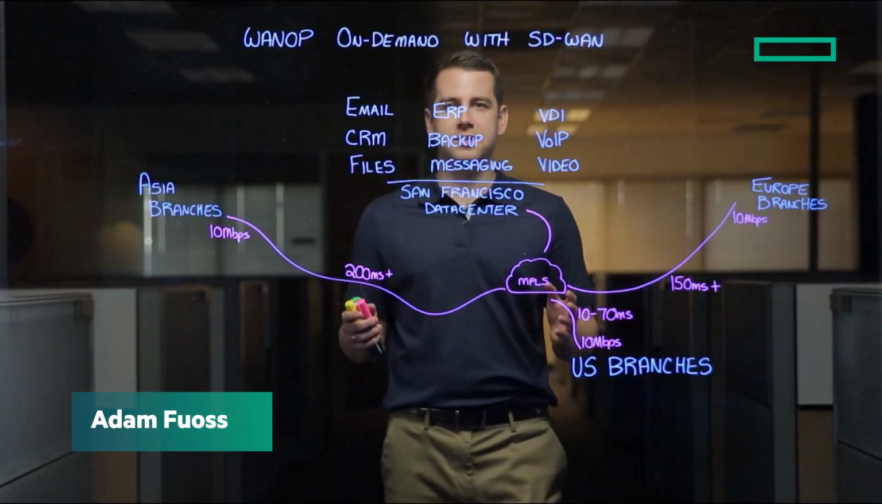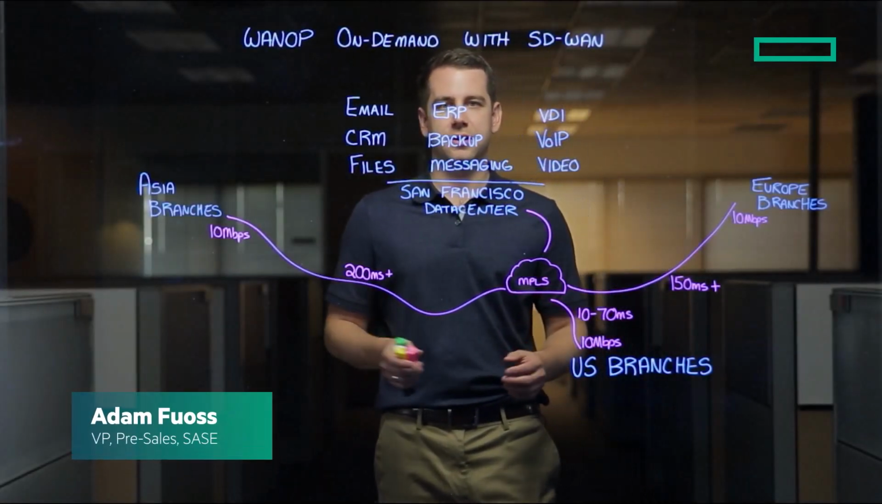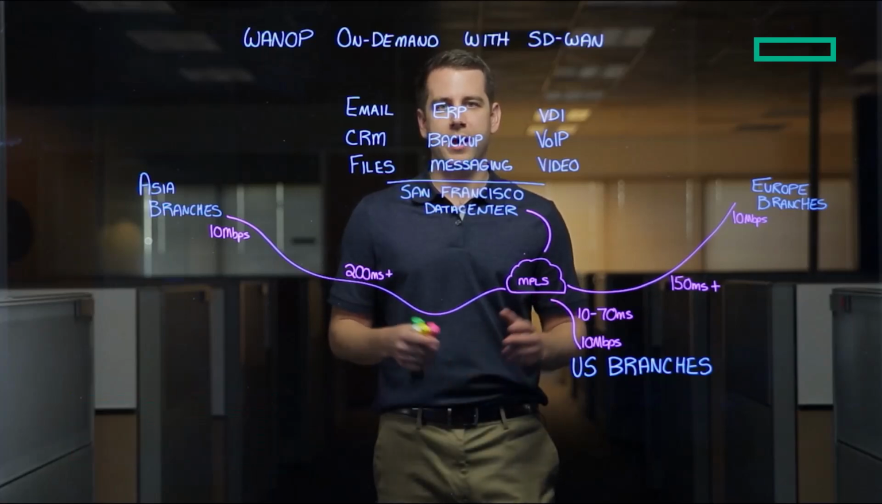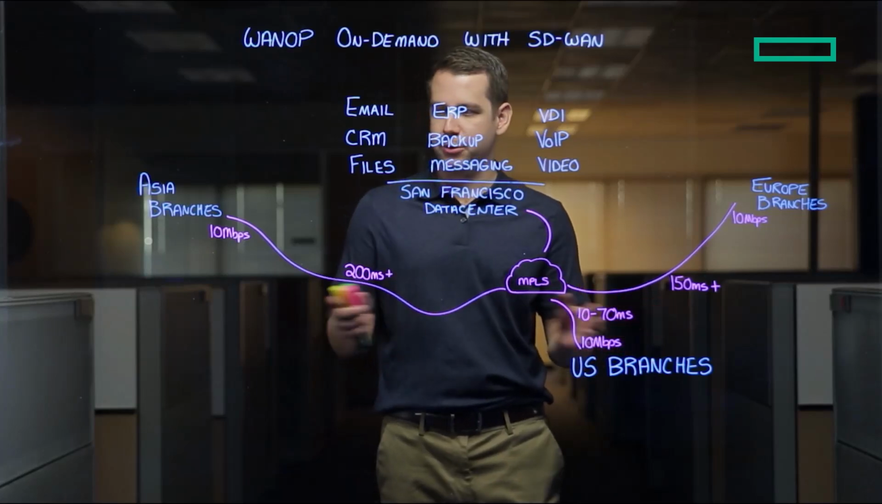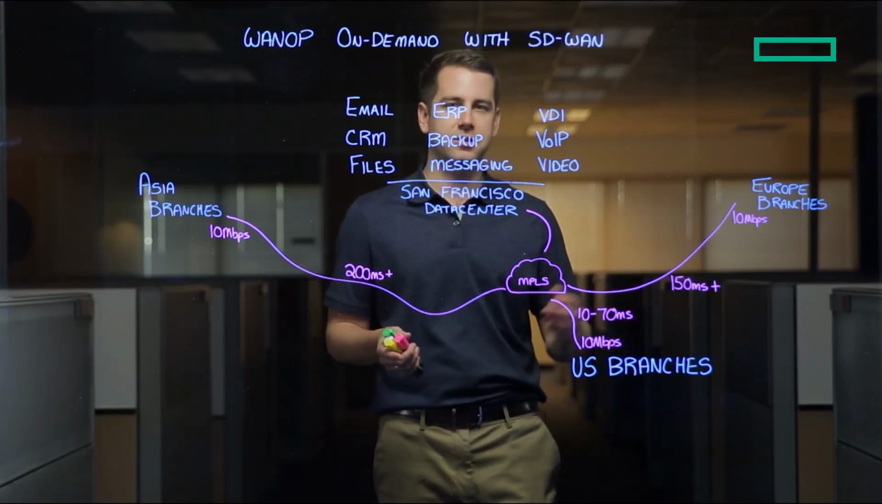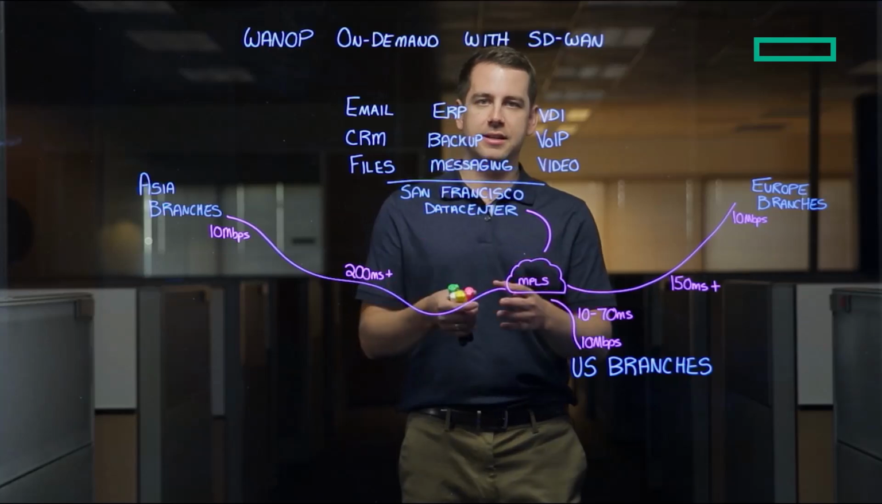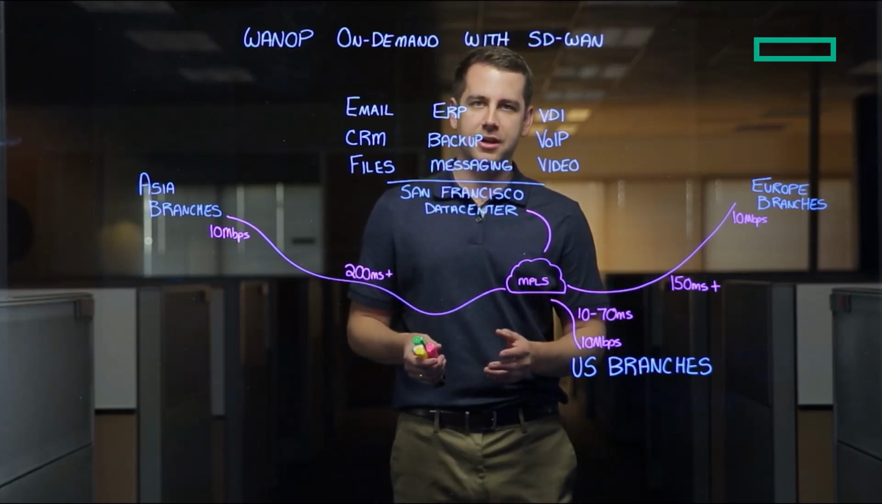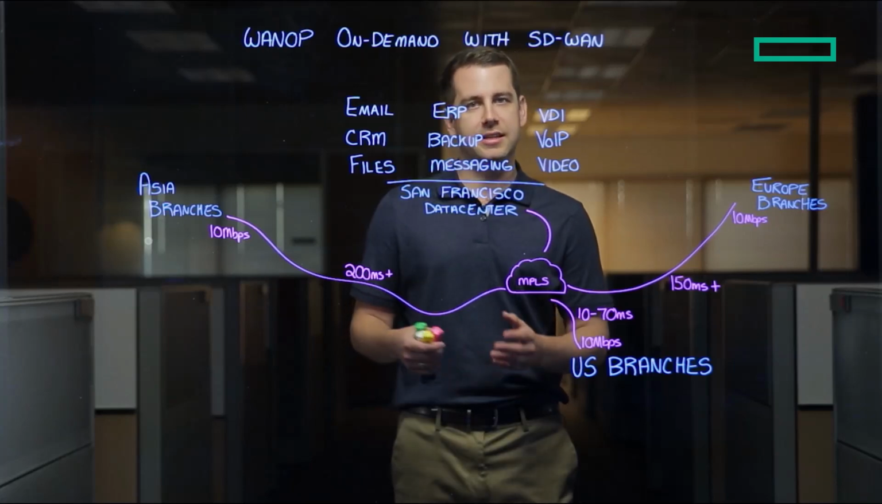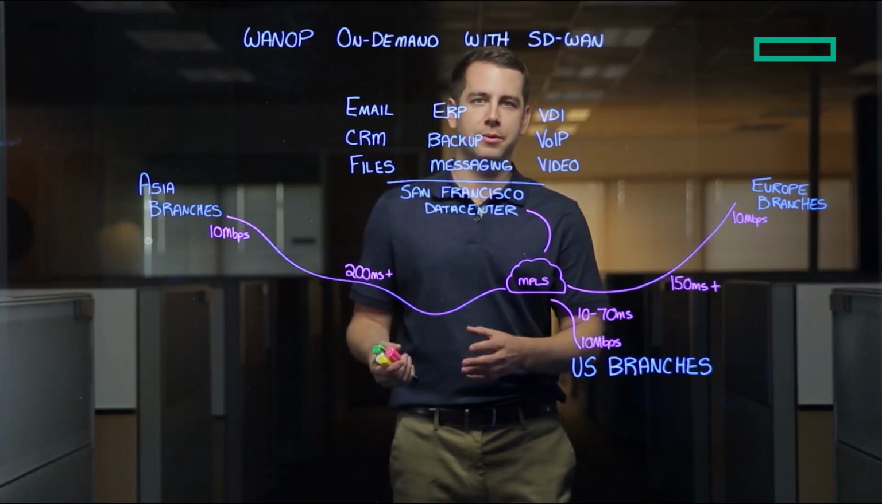The traditional network was designed for applications that lived in the data center, and so was WANOP. WANOP was designed to optimize every application coming from any branch office, in this case we see Asia, the US, and Europe, back to apps that lived in the data center. And WANOP has two main things it does. It accelerates applications to overcome latency, and it deduplicates to give you more virtual bandwidth on the network.